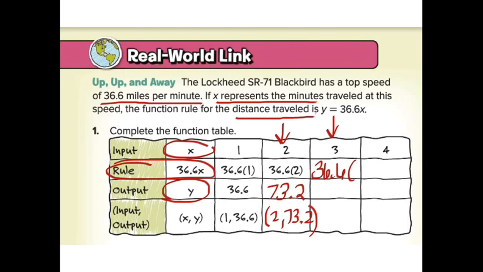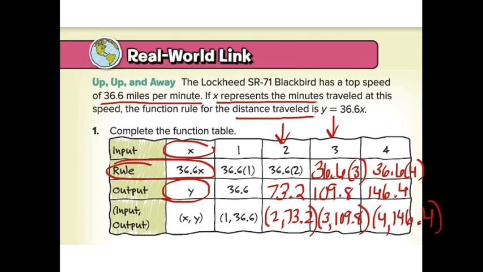Now if we take a look at 3, our rule is 36.6 times our minutes. Go ahead and determine the output, write your ordered pair, and then I want you to do 4 all by yourself. So hit pause and then complete the table. Okay, now check your table compared to mine. I went off my screen just a little bit here.